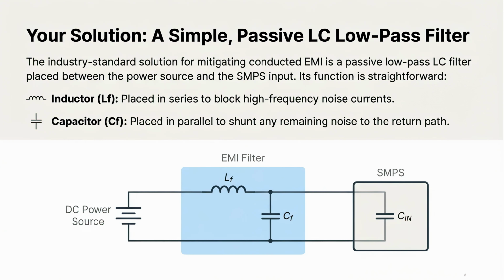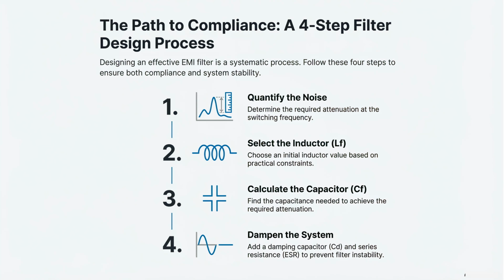The inductor, LF, is in series to block high-frequency noise. The capacitor, CF, is in parallel to shunt remaining noise to the return path. Designing an effective EMI filter follows a systematic four-step process. Quantify the noise, select the inductor, calculate the capacitor, and finally, dampen the system to prevent filter instability.